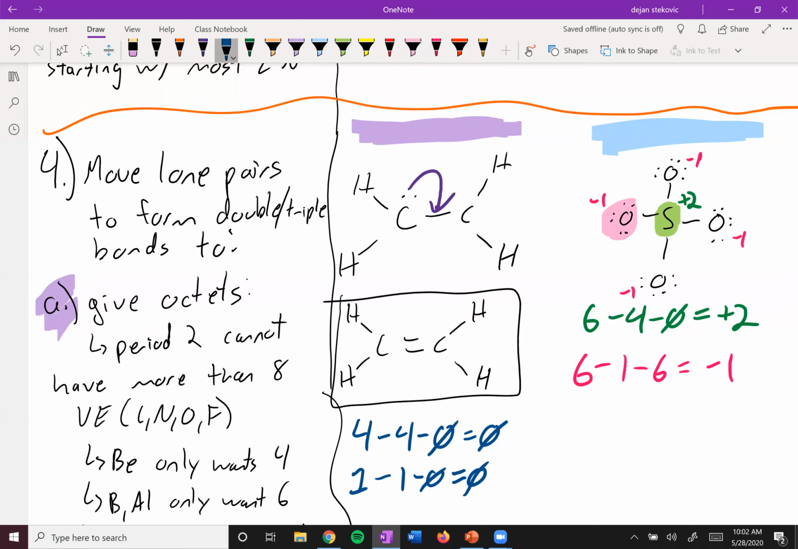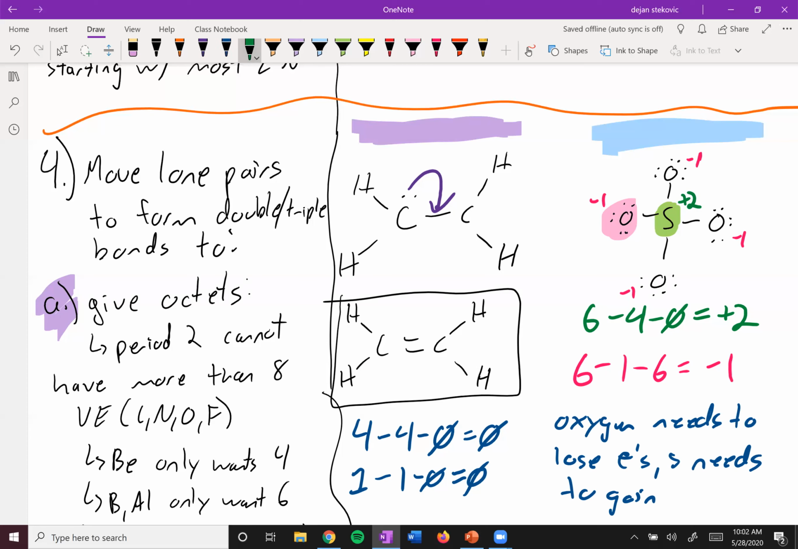And so what we notice here is that oxygen needs to lose electrons so it can become more positive, get closer to 0, and sulfur needs to gain electrons so that its charge goes closer to 0, right? It becomes more negative. So what we can do here is form double and triple bonds.